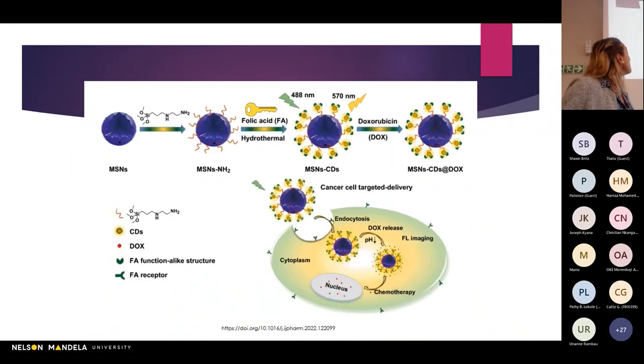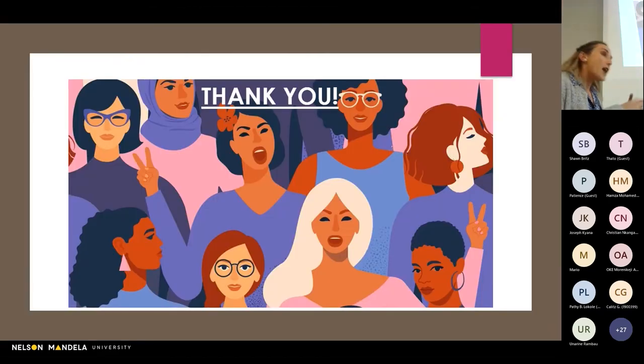And lastly, what we have is a mesoporous silicon nanoparticle, also surface functionalized with the folic acid receptor, encapsulating the drug doxorubicin, which I'm sure you can see has been used quite a lot. It is a very effective chemotherapeutic drug for breast cancer. And once it's incorporated into that cancer cell, due to the pH acidity of the cellular microenvironment, it was able to release the doxorubicin, so that the cell growth was stopped.